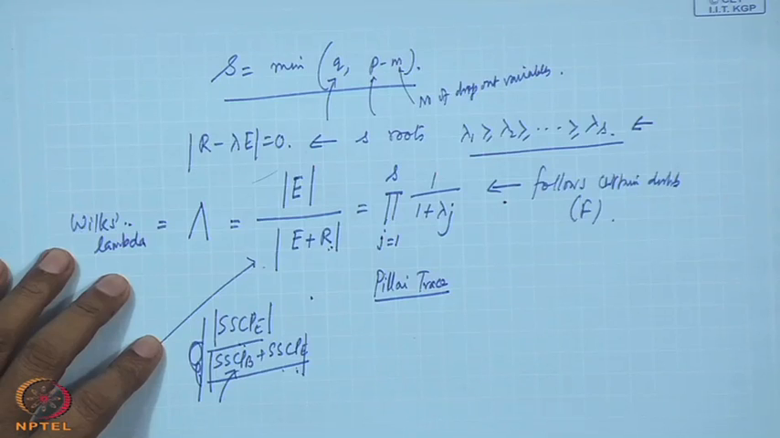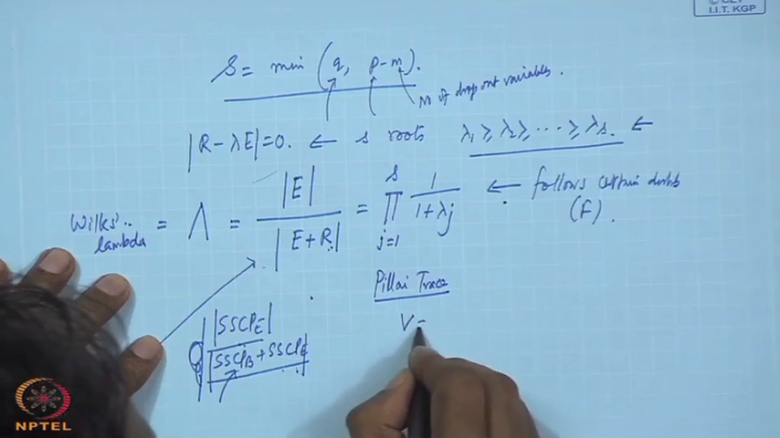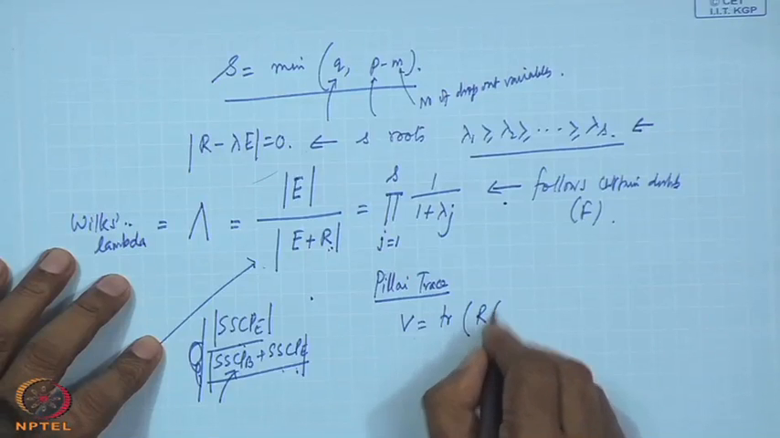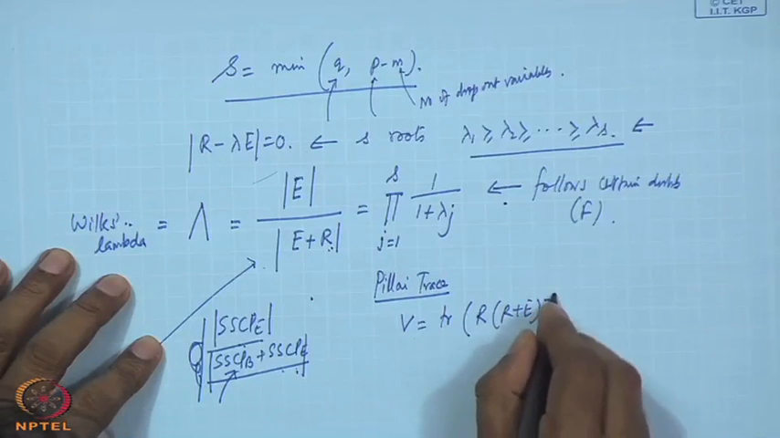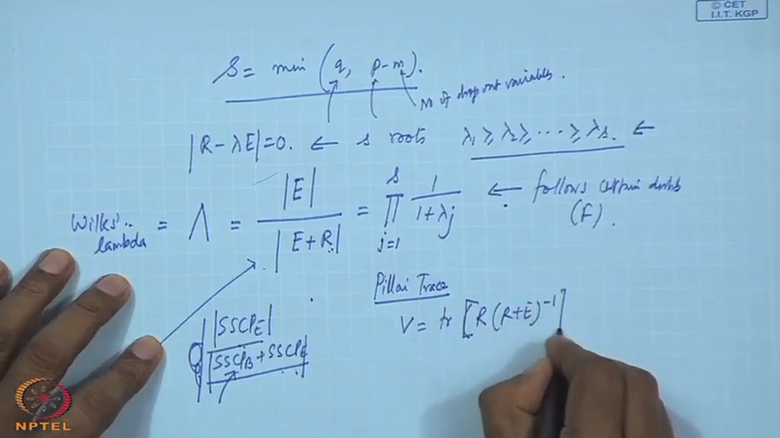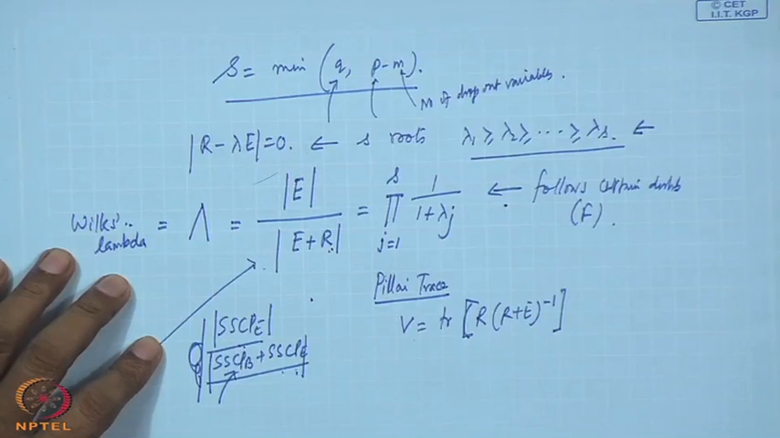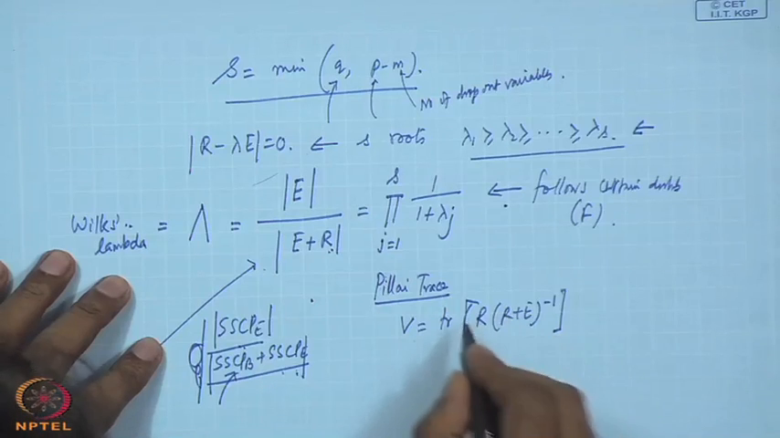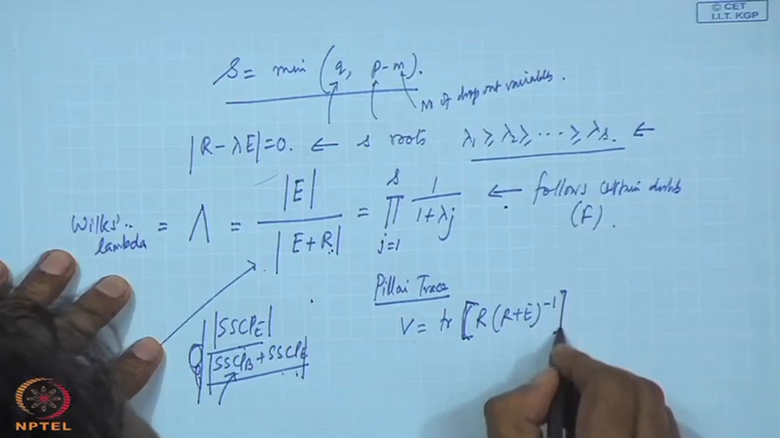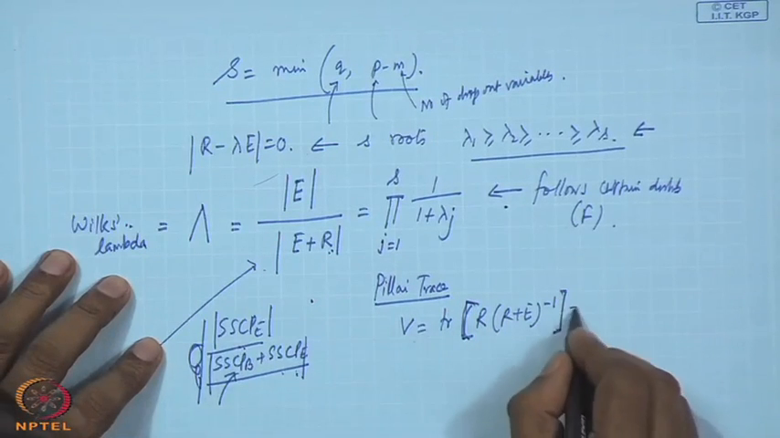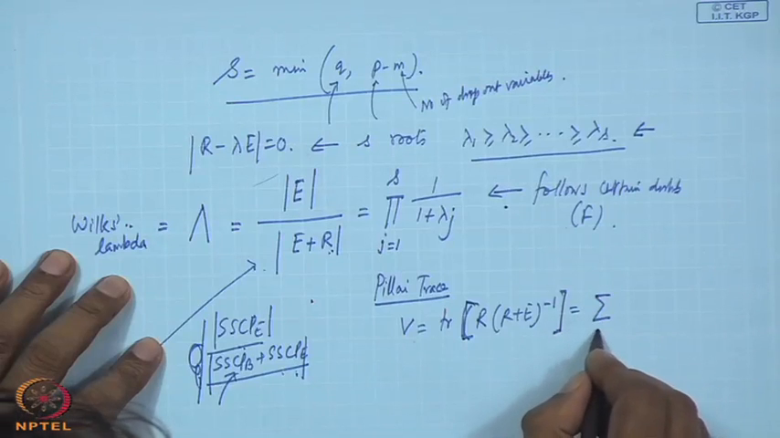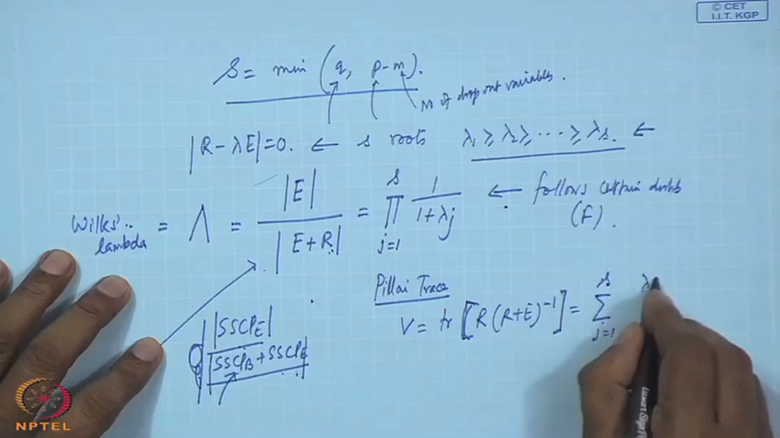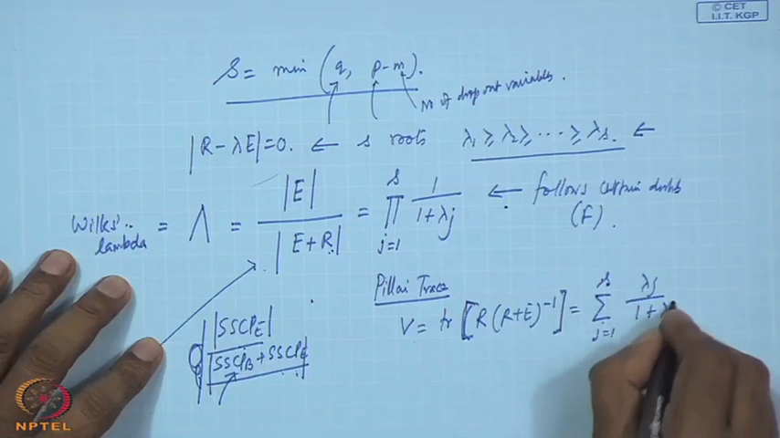Apart from this, there is another statistic which is known as Pillai trace. Pillai trace statistic. What is done? It takes V equal to the trace of R into R plus E inverse. These are just variants, almost similar under certain conditions, but to get different benefits it is done like this, and this one will become the sum over j equal to 1 to S of lambda j by 1 plus lambda j.